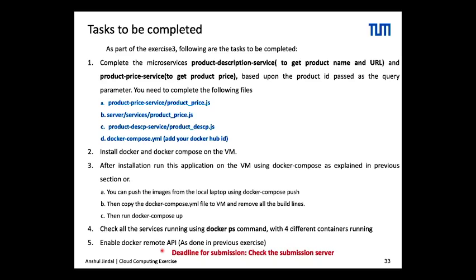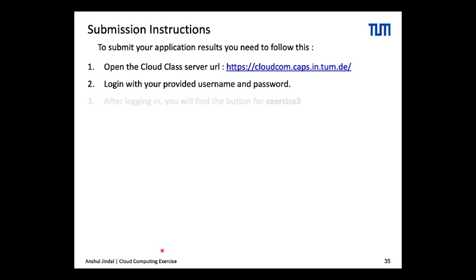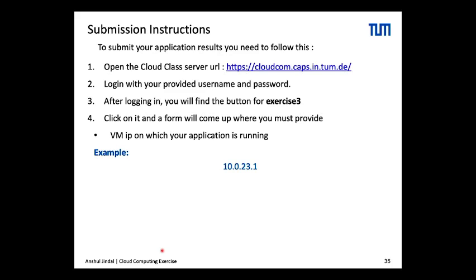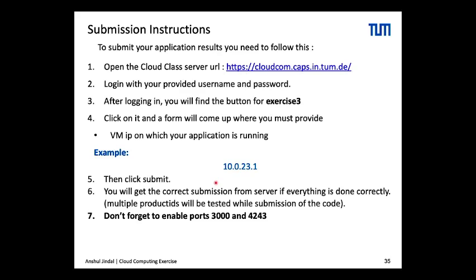And the deadline for submission is 2 weeks from now. The submission is the same as the first exercise. You only have to specify the IP address of your virtual machine where the application is running. And these 2 are the port numbers which you have to enable, 3000 and 4243.